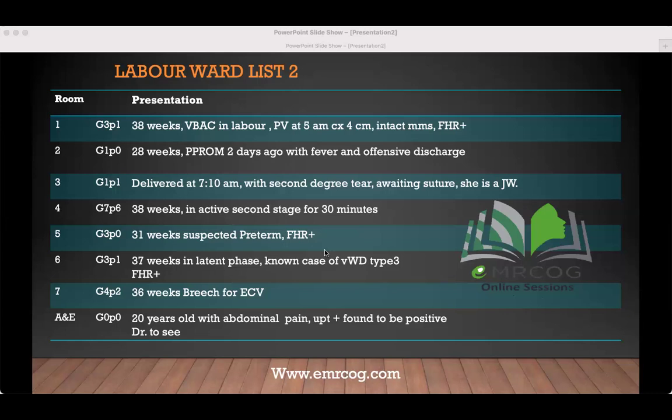So then accident and emergency. There's a patient with abdominal pain and urinary pregnancy test positive. So this is a suspected ectopic pregnancy. So for this patient, I will send my ST2 to go there and also inform.